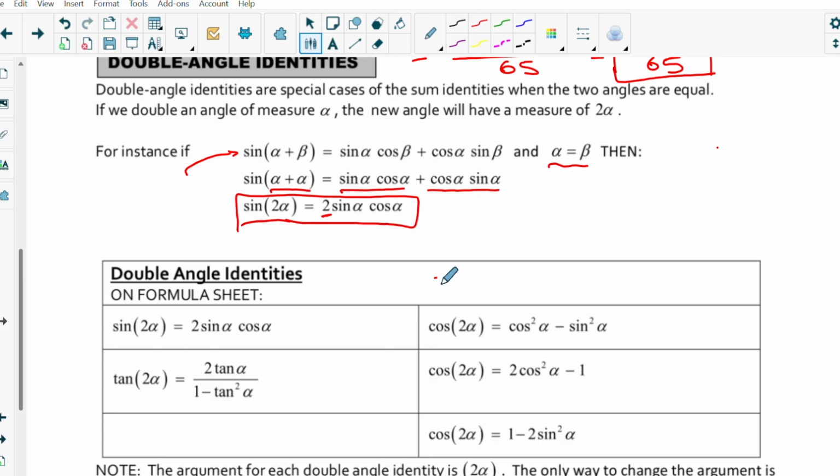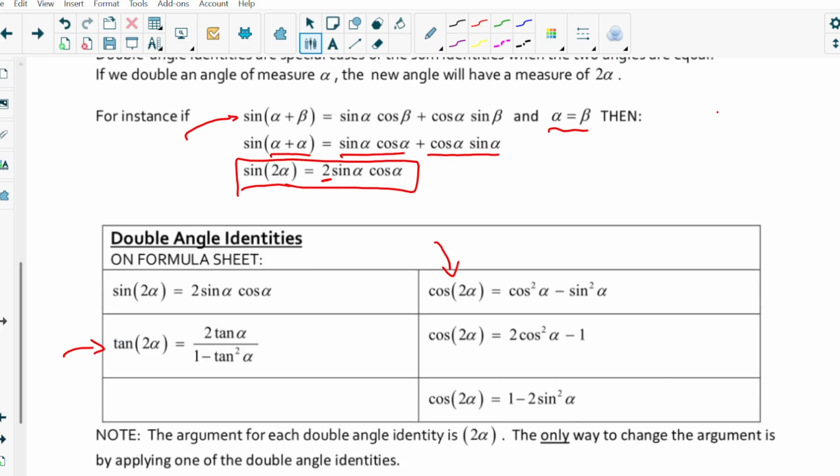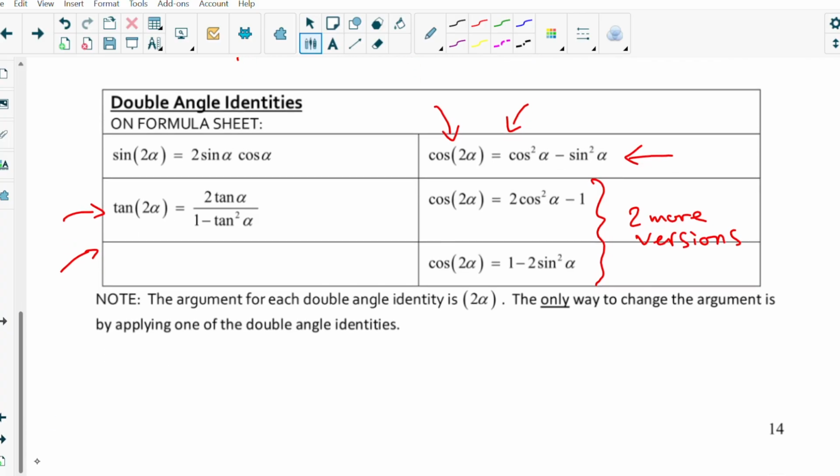And as you might have guessed, we have a double angle identity for cosine and tangent as well. I'll do a separate video that will show this proof again and the proof for the cosine and the tangent variant. Also, if we use the Pythagorean identities, we can get two more versions of the cosine double angle identity, beyond just the standard one. Okay, so these are on your formula sheet.